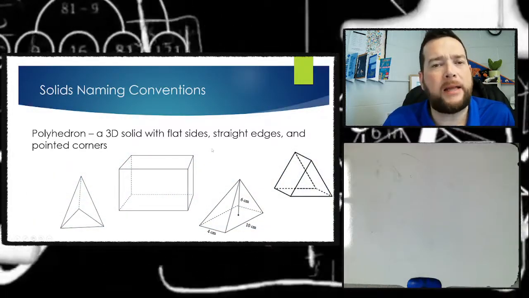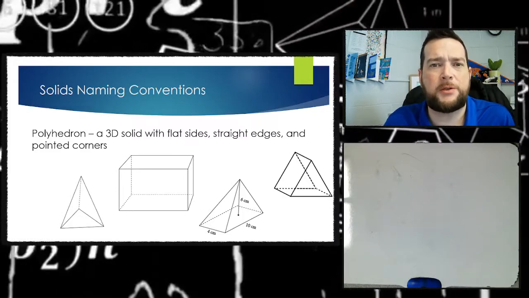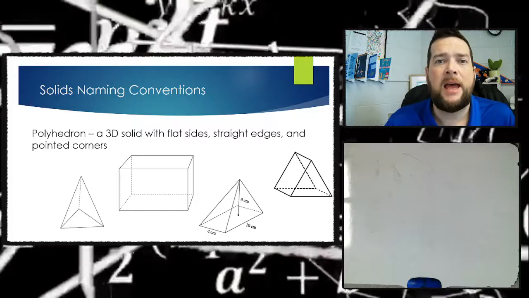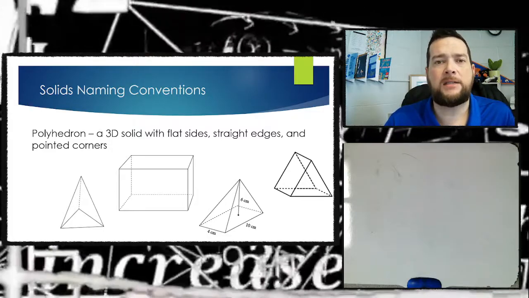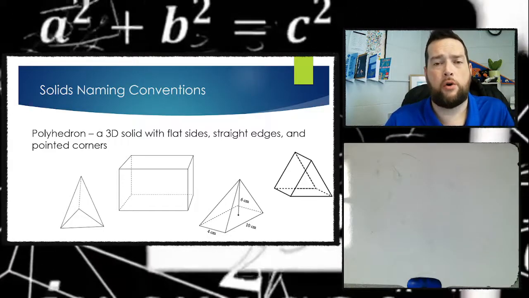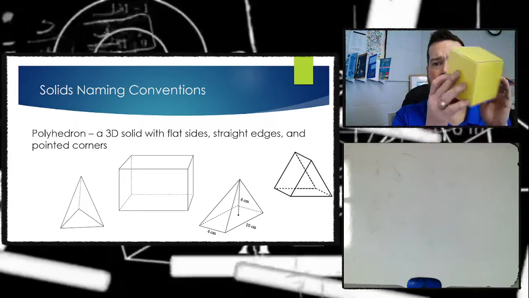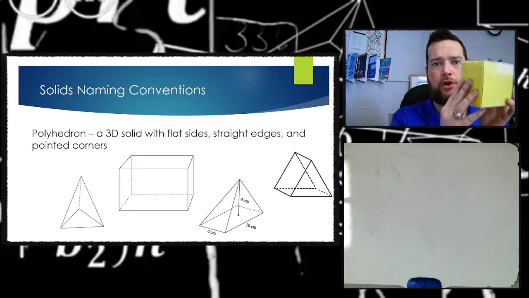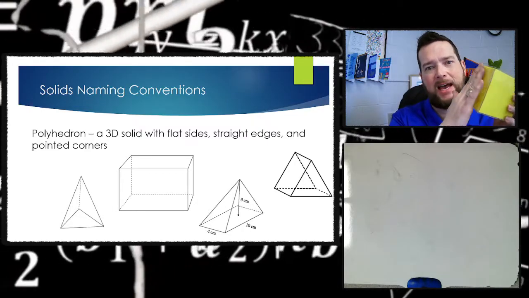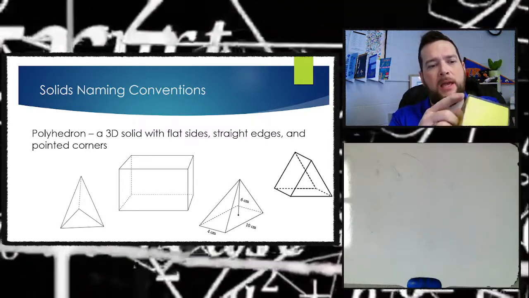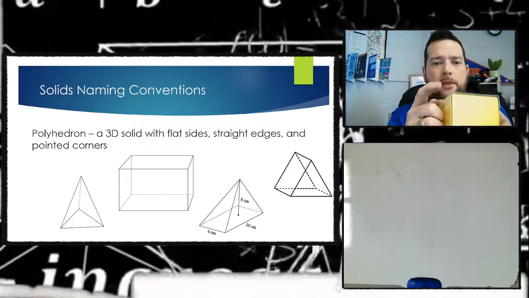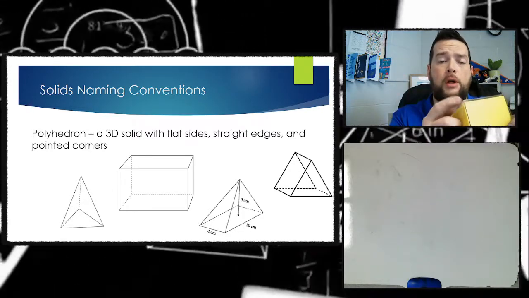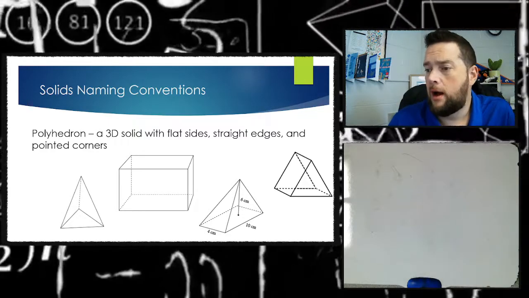These are all polyhedrons, and the reason why they're polyhedrons is because they are three-dimensional shapes, three-dimensional solids that have flat sides, straight edges, and pointed corners. Now I have one right here in front of me. It's a cube, and this is a polyhedron because it has flat sides, straight edges, and pointed corners. By the way, the corners we call vertices for plural, or a vertex for singular.